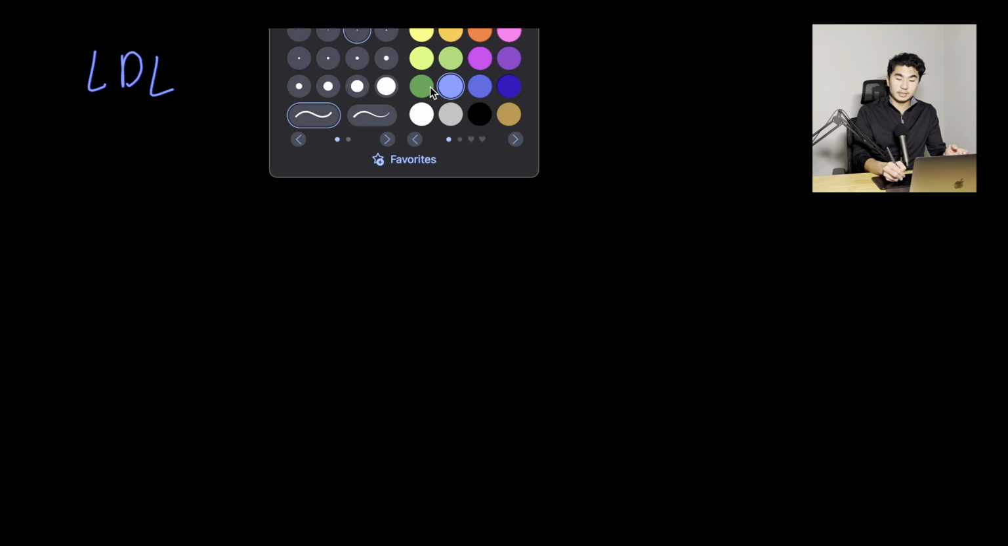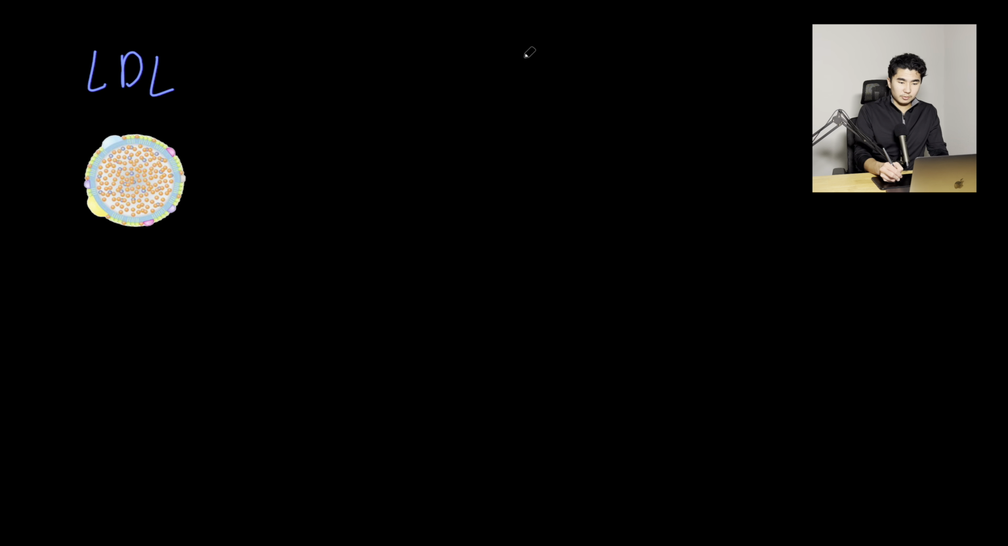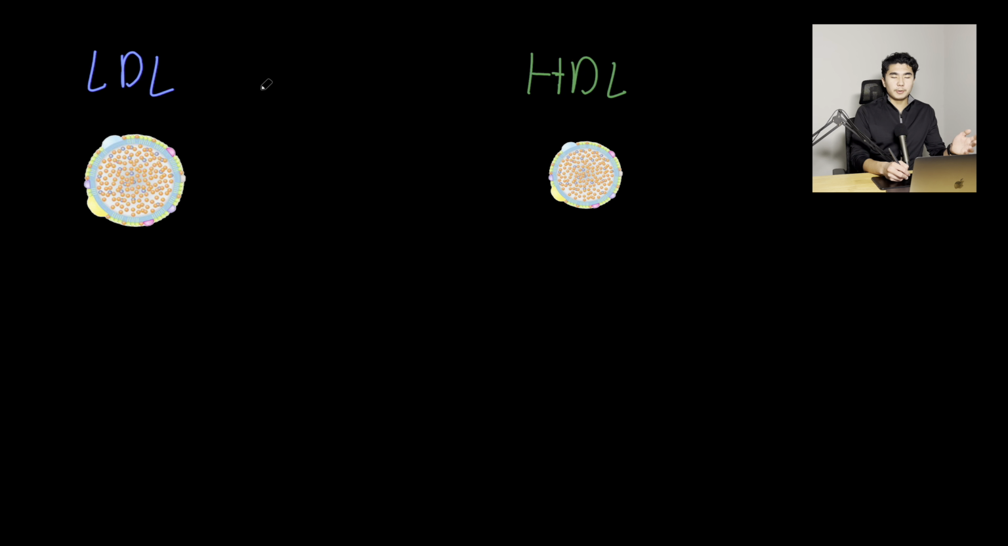So when we're talking about lipoproteins, we're talking about LDL, or the low-density lipoprotein, and we're also talking about HDL, or high-density lipoprotein. Now, the low-density lipoprotein is basically saying that it has a low density of proteins. So low-density lipoproteins are usually going to be less dense and bigger in size, while our high-density lipoproteins are going to have a higher concentration of proteins, and they will be smaller but much more dense.